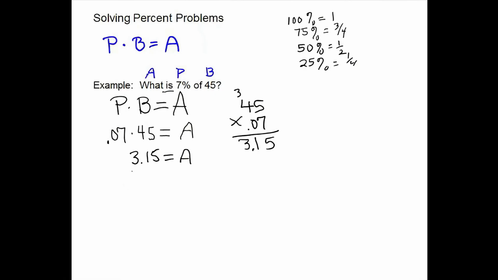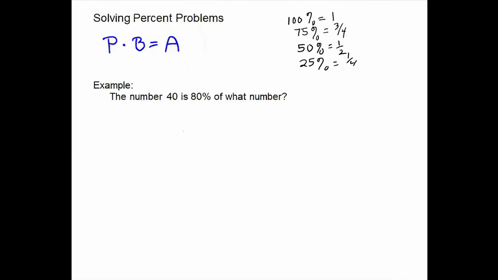If we had made a decimal error, say we put it after the 1, 31.5, if we look at the percent of that out of 45, well, that's way too big. That's more than half. So it would definitely help us catch a decimal error just remembering these percents. Let's look at our next example.